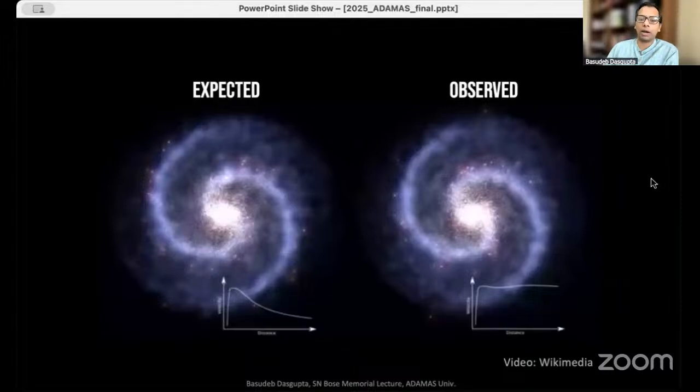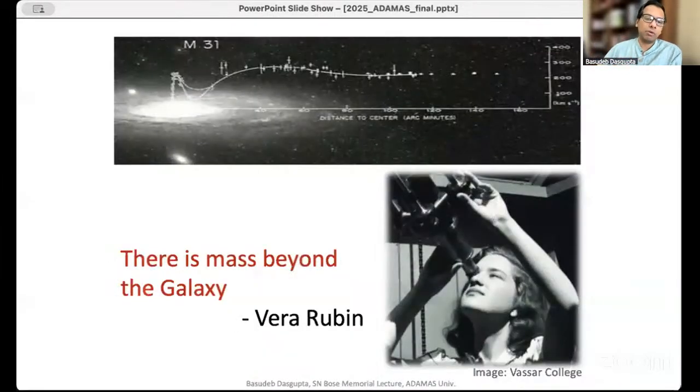So this was done by many people, but most well known and most importantly by Kent Ford and Vera Rubin. And here is a picture of Vera Rubin while she was an undergraduate student at Vassar College. And this is a picture of this rotation curve. As you can see, as you go away from the center of the galaxy, this curve is not coming down as 1 over square root r, but rather staying almost constant.